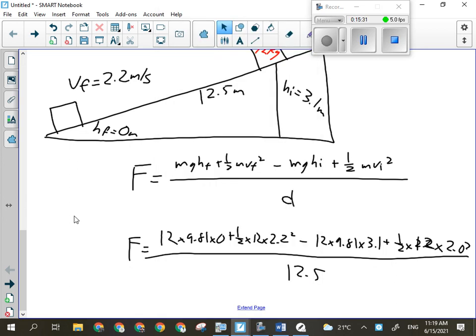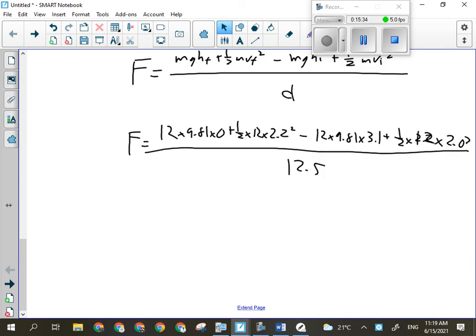All right, after work energy theorem, we talked about conservation of mechanical energy.